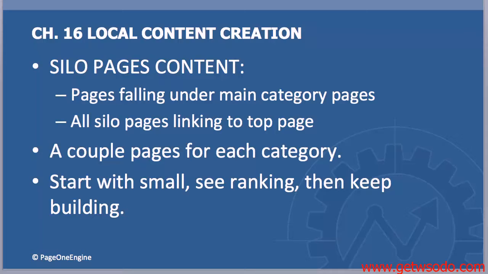So we already talked about the silo page structures for your on page, but I just want to reiterate the point that you want to have the pages fall under your main category pages. Now, all silo pages will be linking back to the top main category page. So go to Google, find the main categories that you've used for the Google My Business page, put those as the main pages on the nav bar, like we talked about in a previous chapter, and then you want to have pages underneath them that are linking back up to each main category page. So I'm just re-explaining the silo that I showed you in the previous chapter.